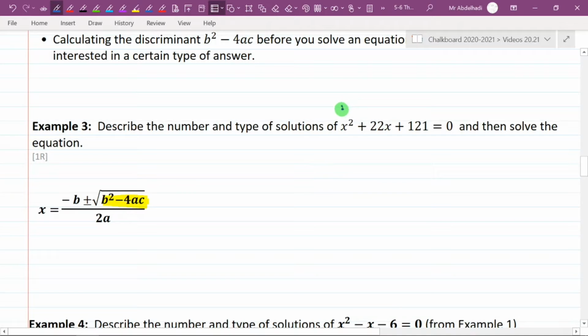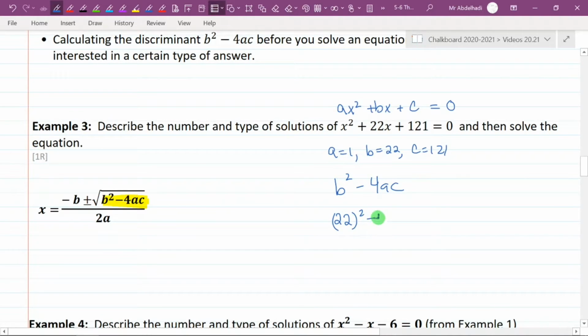So what's your a, b, and c? This is ax squared plus bx plus c equals 0. If the equation that you're solving is not in this form, you'll have to put it in this form before you decide what a, b, and c are. But now that we do know what a, b, and c are, we can take a, which is 1, b, which is 22, and c, which is 121, and plug them into b squared minus 4ac and see what we get. So b squared is 22 squared. Use parentheses again. 4 times a times c. Well, a is 1 and c is 121.